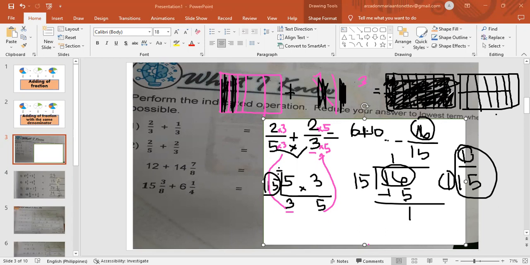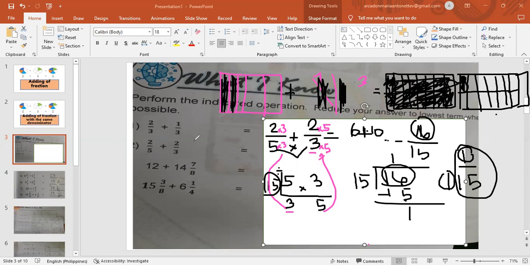Where are you going to put the extra? You have to put the extra on the another rectangle, on the second rectangle. That's why there is 1 over 15 parts of rectangle. 1, 2, 3, 4, 5, 6, 7, 8, 9, 10, 11, 12, 13, 14, and 15. So that's it. That is the illustration of number 2.